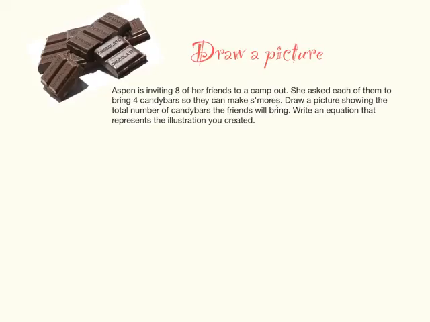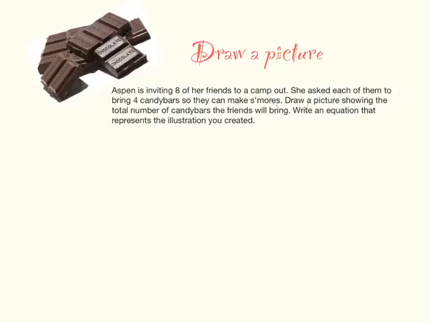Another strategy we're going to touch on is draw a picture. Draw a picture can help us with multiplication and division. So we have another word problem here. You know what to do. We highlight or mark important information and see what the question is asking us to do.